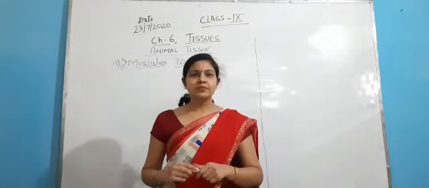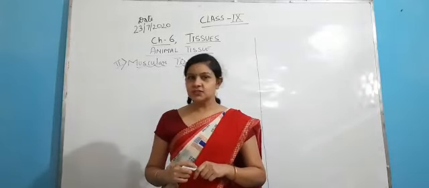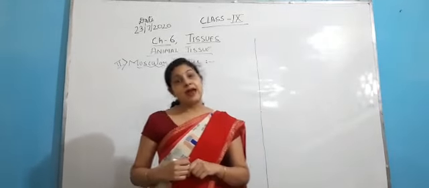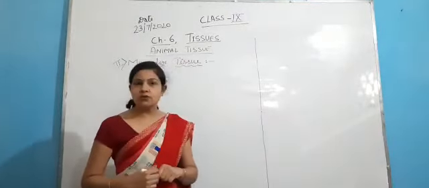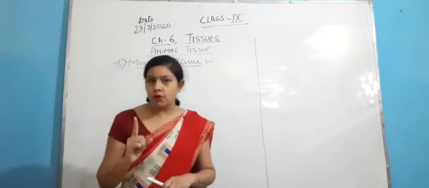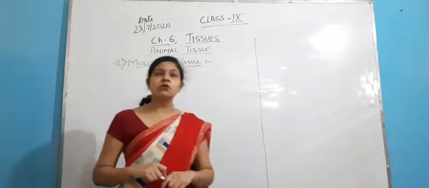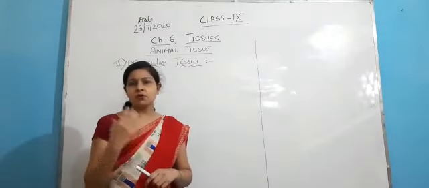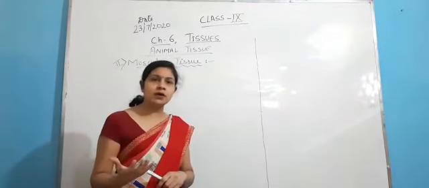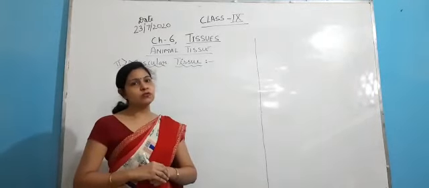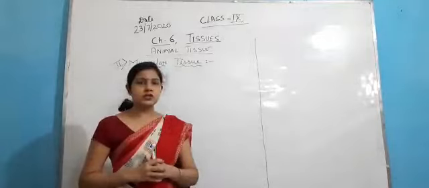Good morning, dear children. So let's begin with the next topic of the same chapter, tissues in animals. Children, we have already studied one type of animal tissue, that is epithelial tissue. And in the last video, I told you a bit about the muscular tissue. So in this video, we are again starting with the muscular tissue.